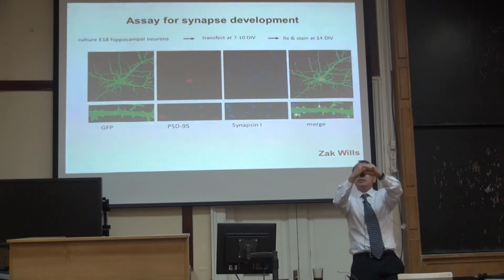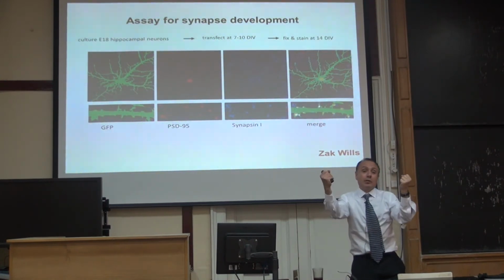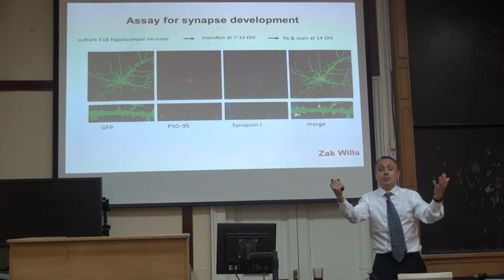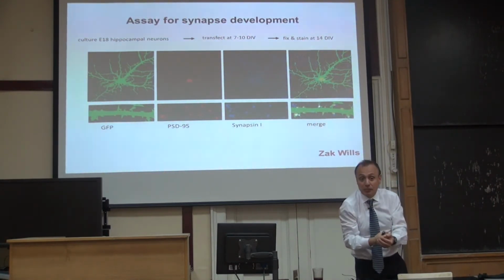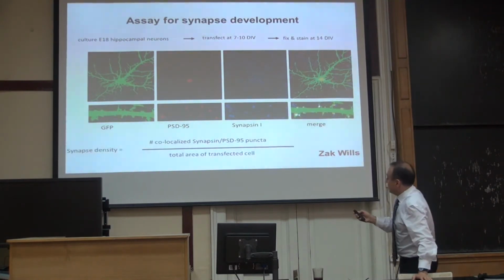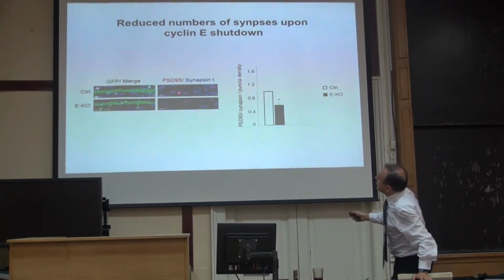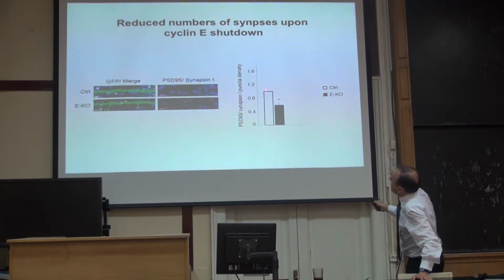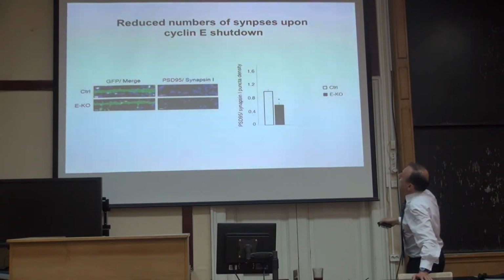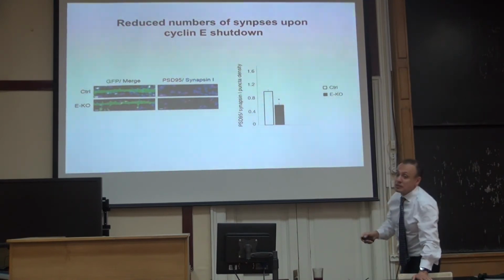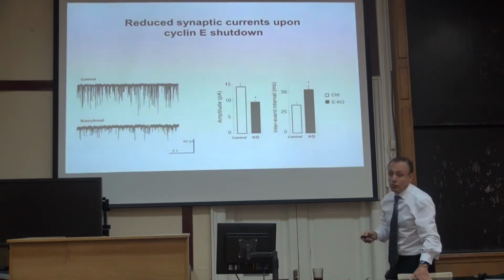If we see that the same place stains for presynaptic marker and postsynaptic marker, we call it a puncta, and we call it probably a synapse. So then we count it. This is what happens here. These are the puncta before, and this is after ablation of cyclin E, and this is quantification. This is the number of synaptic puncta before, and this is after knockout of cyclin E. Once you get rid of cyclin E, the number of synapses goes down almost twofold.